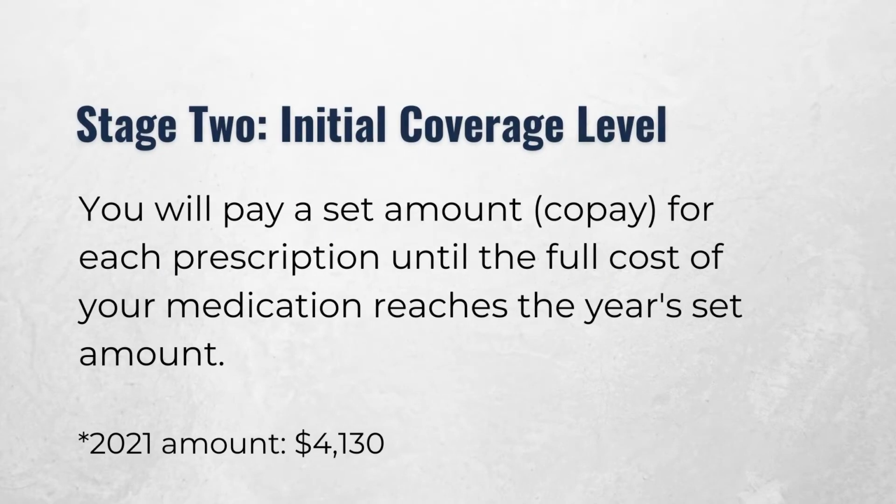The second level of coverage is called your initial coverage level. And so when you're in your initial coverage level, it is more typical and more traditional, like your employer insurance or your marketplace ACA coverage. During your initial coverage level, you're going to pay a copay. A copay is a set dollar amount that you pay for each prescription.